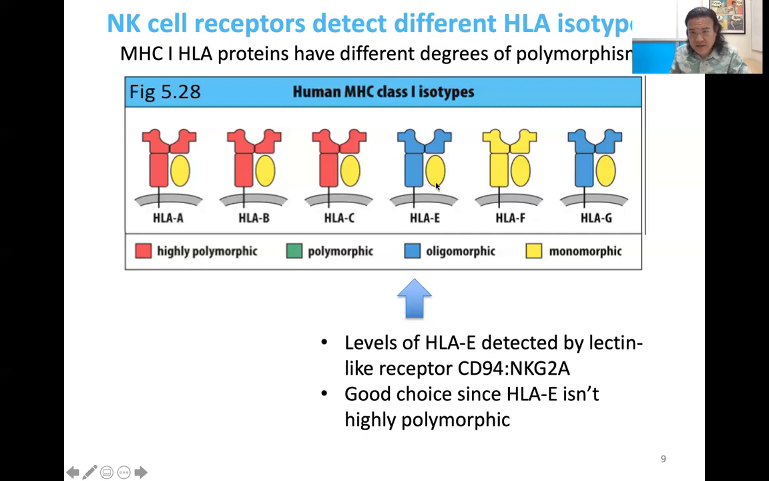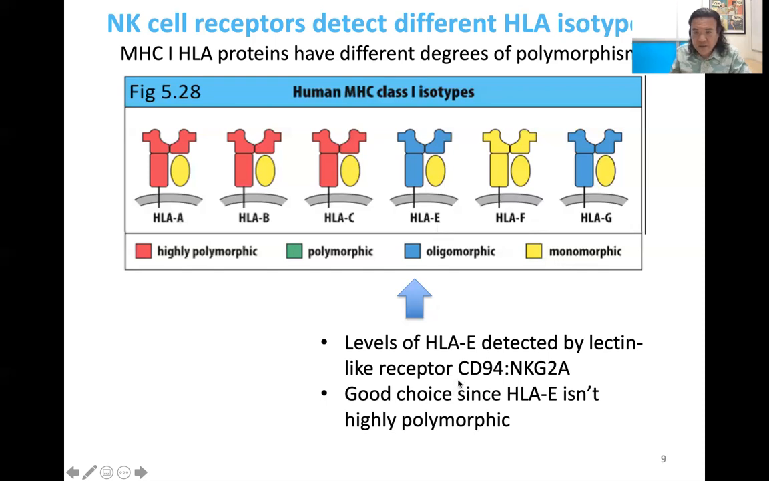Remember the color coding of this cartoon that we saw all the way back in chapter 5 reminded us that the HLA A, B, and C ones, shown in red here, are the most highly polymorphic ones. Other HLA proteins like HLA E, F, and G are more oligomorphic, meaning there's not that many variations, or like the HLA F, it's considered monomorphic. There are no alleles that are highly variable in the HLA-F. So therefore, you could have proteins on the surface of the NK cells that detect these, the oligomorphic HLA-E, for example.